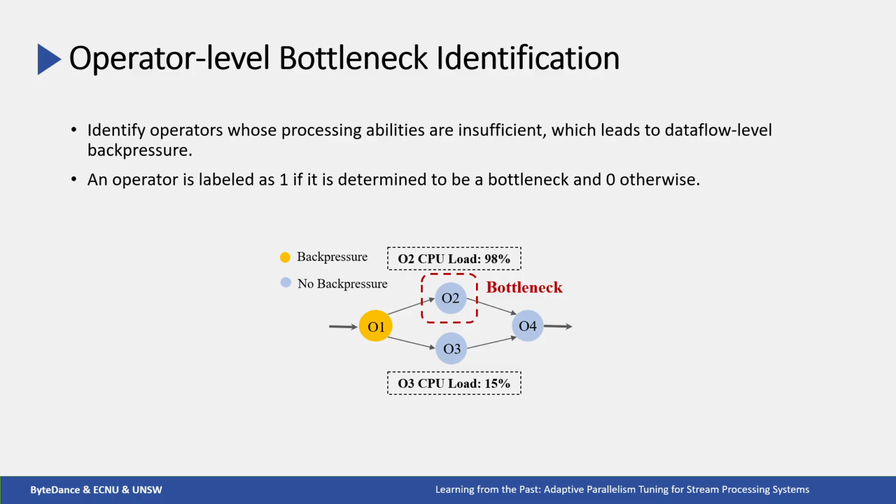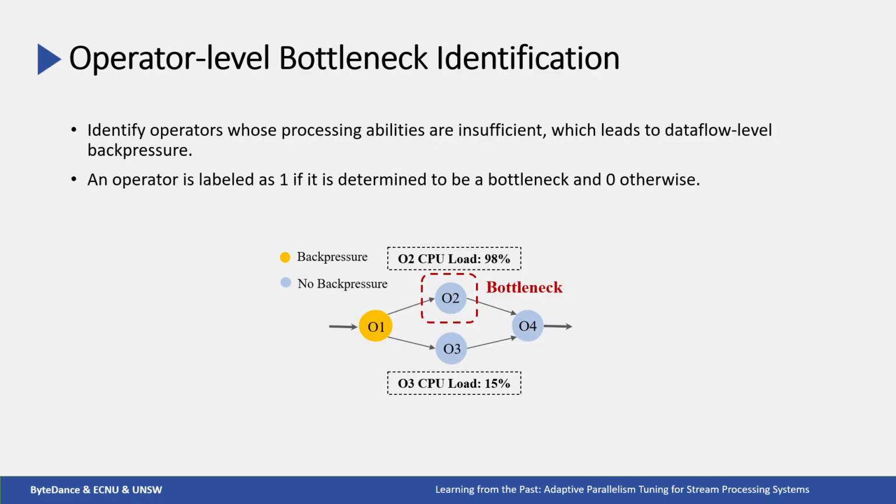Every operator in the dataflow DAG starts with an unlabeled status. If no backpressure is detected at the job level, all operators are labeled as non-bottlenecks. When backpressure is observed, StreamTune identifies operators under backpressure that do not have downstream operators exhibiting backpressure. For these operators, it also examines resource usage. If an operator's resource usage exceeds a predefined threshold, for instance, if the CPU load is greater than 90%, the operator is labeled as a bottleneck. Otherwise, it is labeled as non-bottleneck.